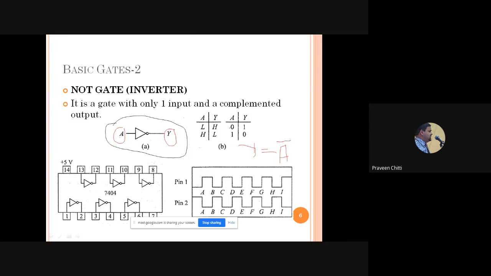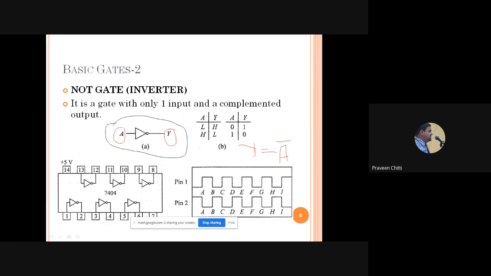The inputs can be represented by 0 and 1, which is what we normally do, but if you want, they can be represented in terms of low and high also. L means low, H means high. But we'll be following this particular sign convention: 0 indicates low, 1 indicates high. So when A is 0, you can see here Y is 1, and when A is 1, Y is 0. So this gate is called a NOT gate or an inverter or a complementer.